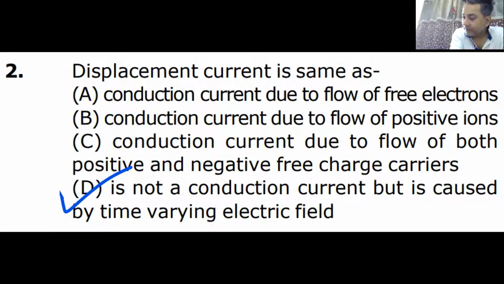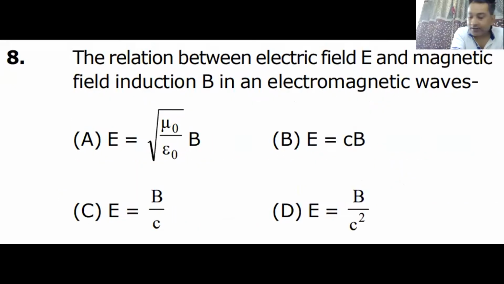Okay, let us move on to this one, and I hope you can see the question on your screen now. Can I have the answer for this one? The relation between electric field E and magnetic field B in an electromagnetic wave is what? Which one is the correct option? A, B, C, D. 1, 2, 3, 4. B, sir. E is equal to cB.